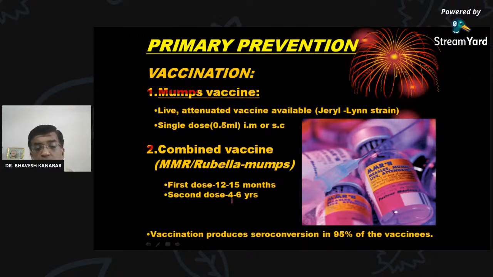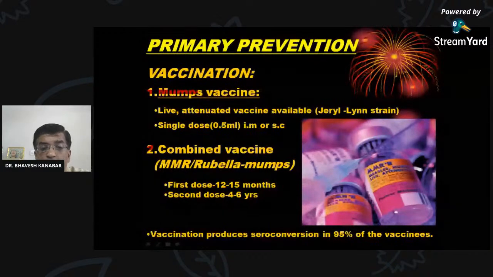Vaccination produces seroconversion in 95% of those vaccinated. So suppose 100 children have received the vaccine, among them 95% will get the antibody. They will develop antibody against mumps, so it will protect against mumps.